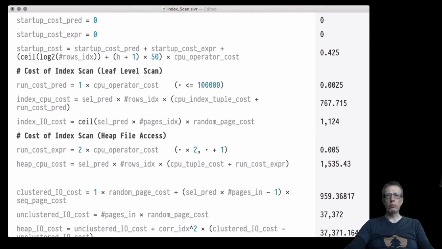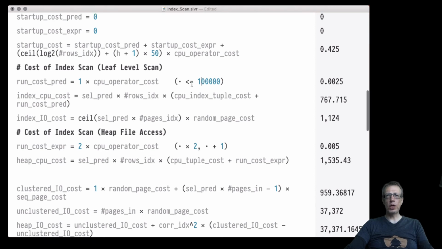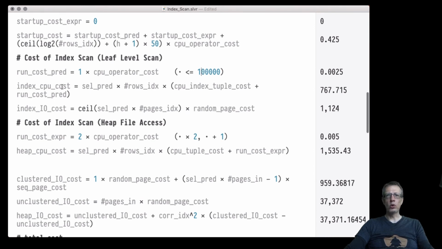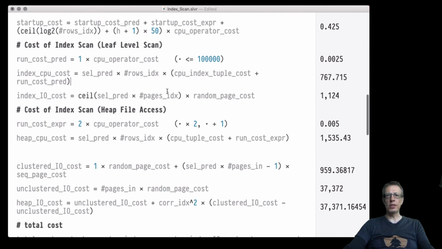So that would be the run cost of a single invocation of a predicate, but the overall CPU cost during the index leaf level scan would of course be the number of rows that we have to scan. This is defined by the selectivity of the predicate. For each of the scanned rows, we would have CPU index tuple cost, extract that particular index entry from the leaf level page, and then evaluate the predicate, which is the run cost of the predicate here. And this amounts to the index CPU cost on the right hand side.